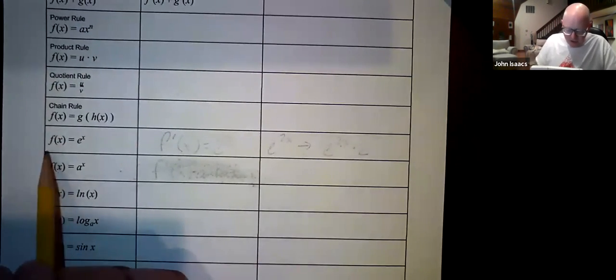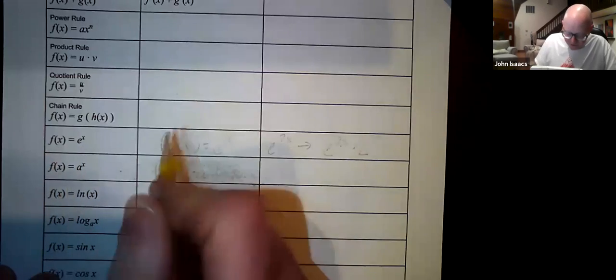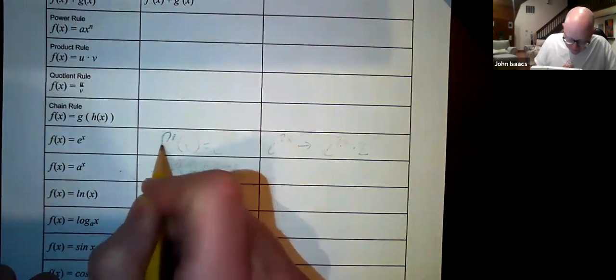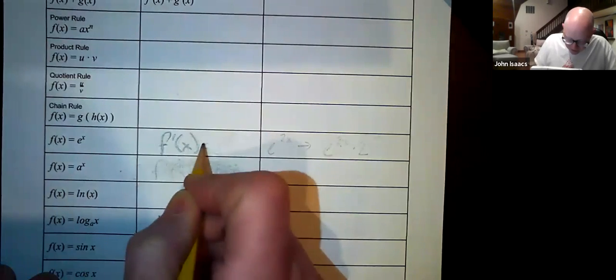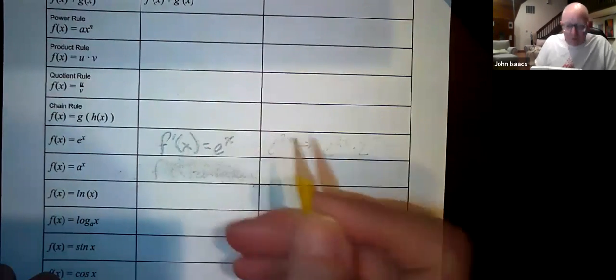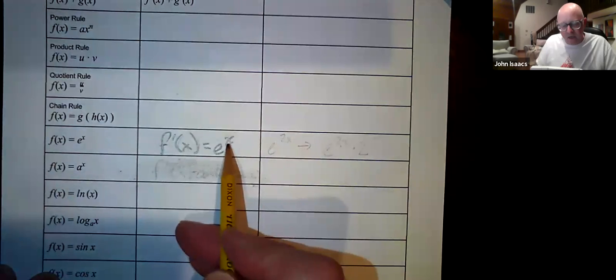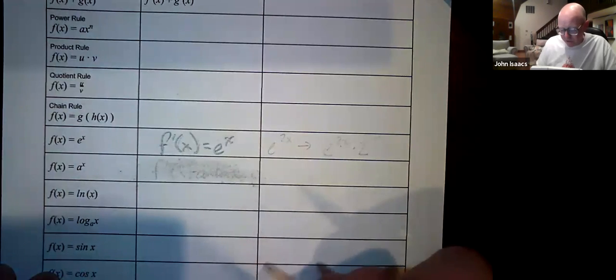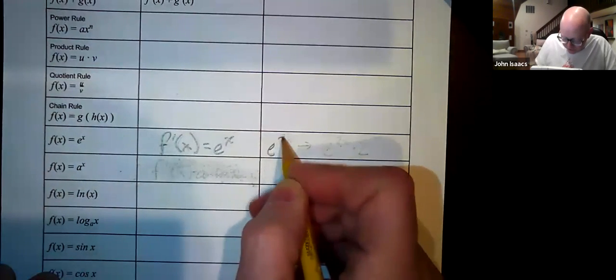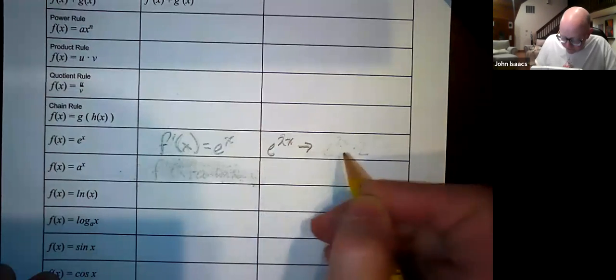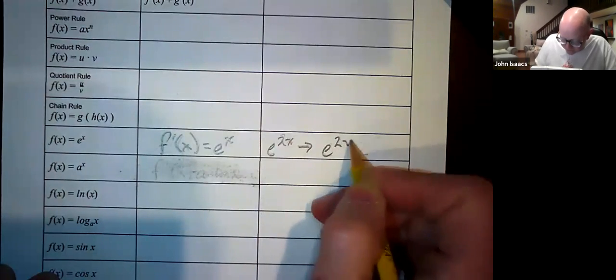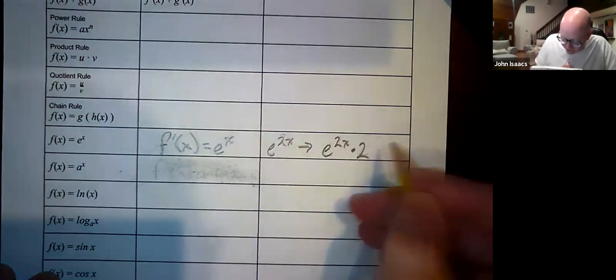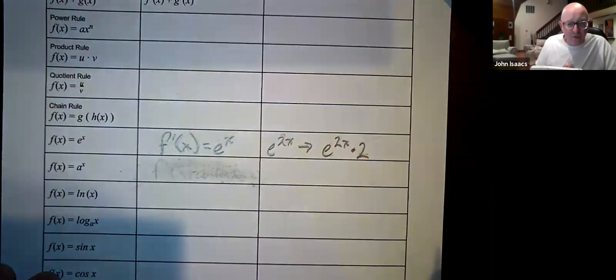If you have f of x is e to the x, the derivative of that, f prime of x, is going to be e to the x. But remember that if x is a function, then you're going to need to take the derivative of that function as part of the chain rule. So if you had e to the 2x, for example, then the derivative of that would be e to the 2x times 2, because 2 is the derivative of 2x.